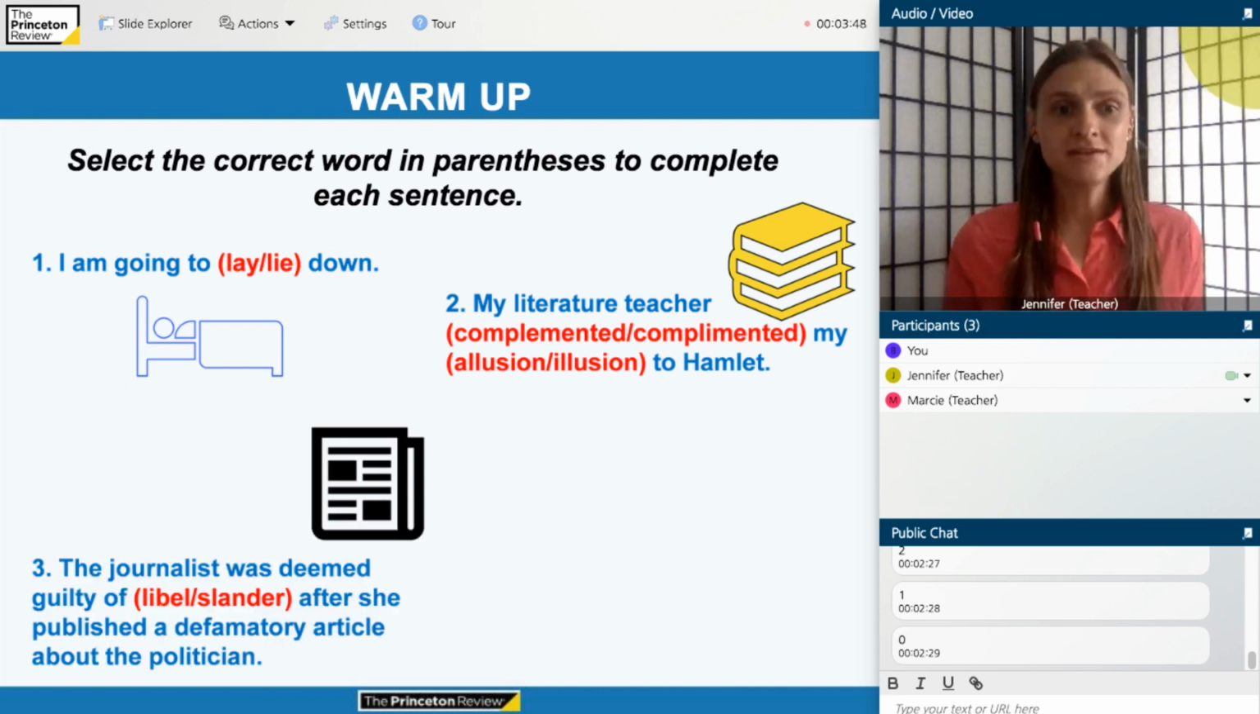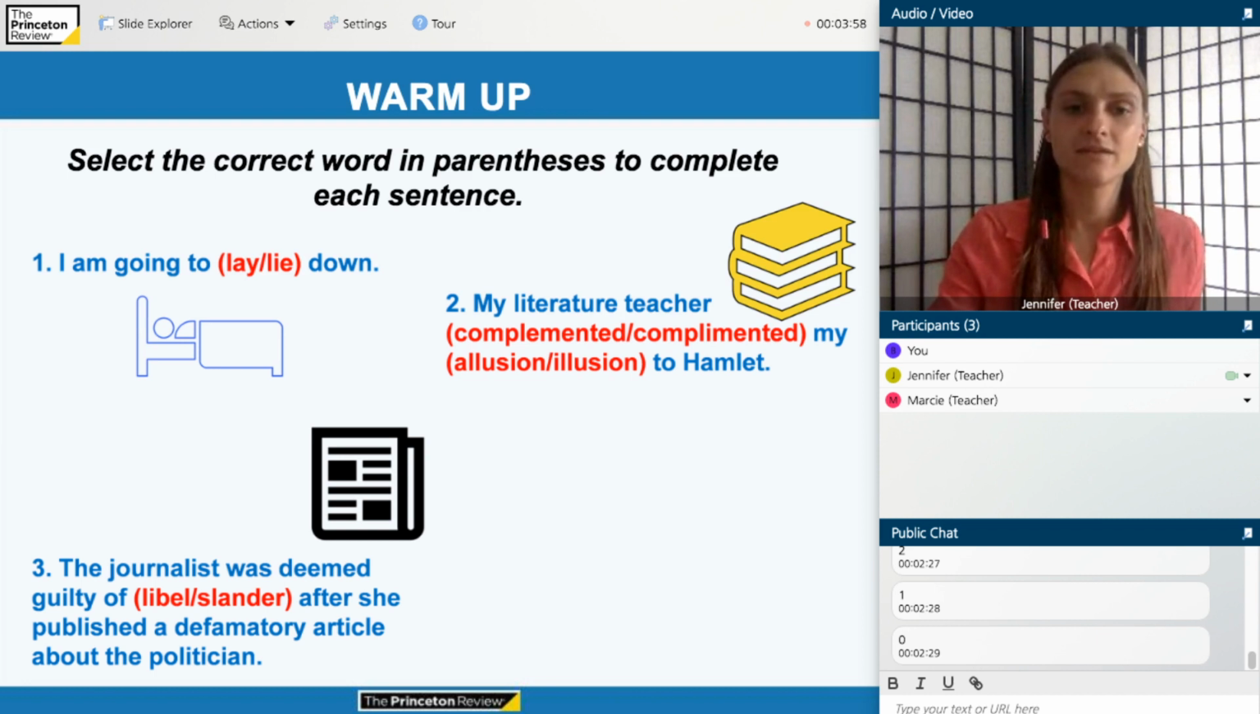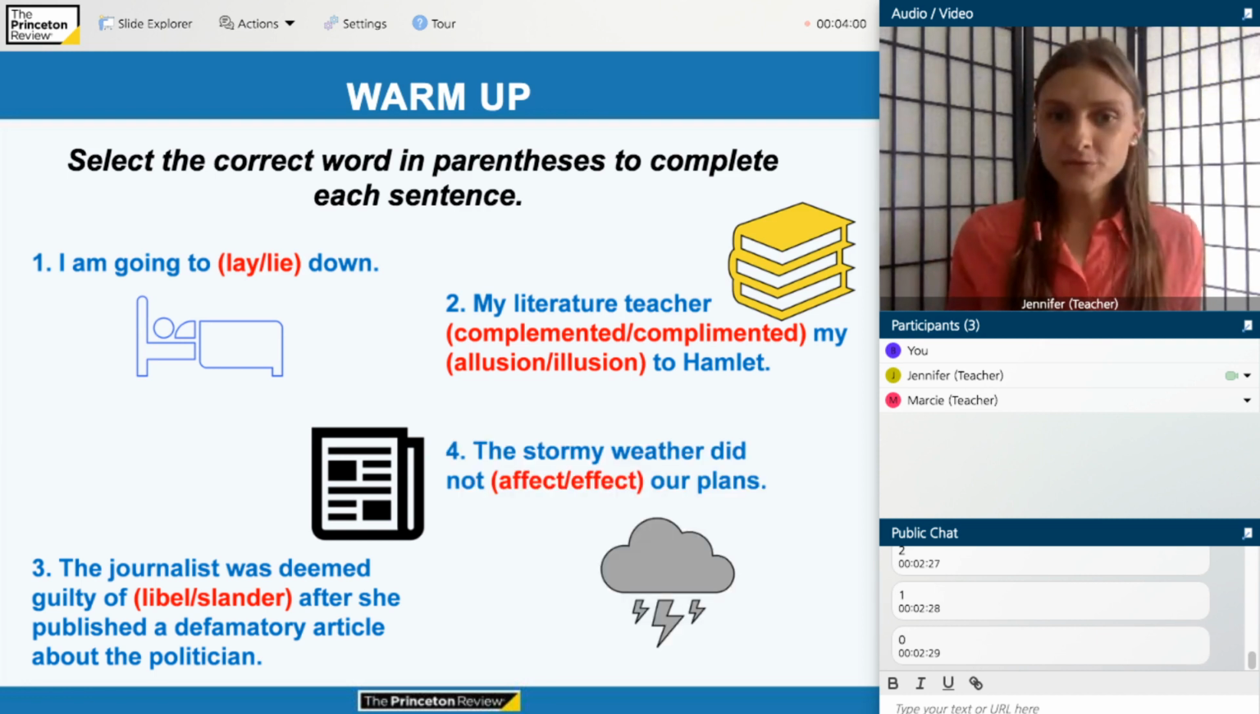Number 3, the journalist was deemed guilty of blank after she published a defamatory article about the politician. And 4, the stormy weather did not blank our plans.